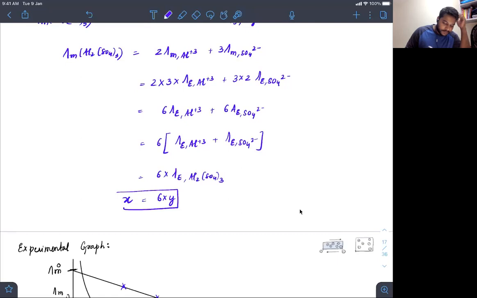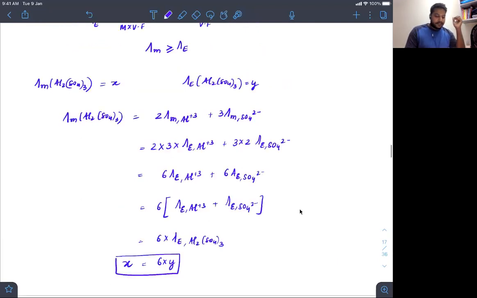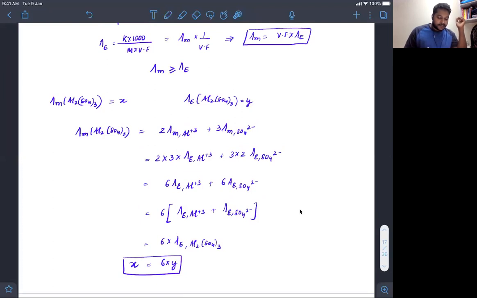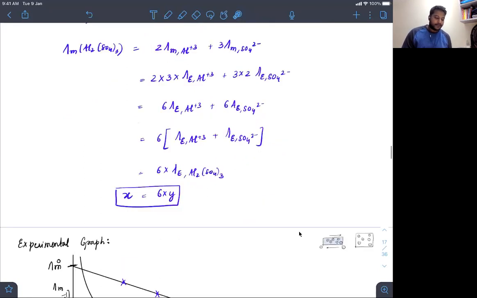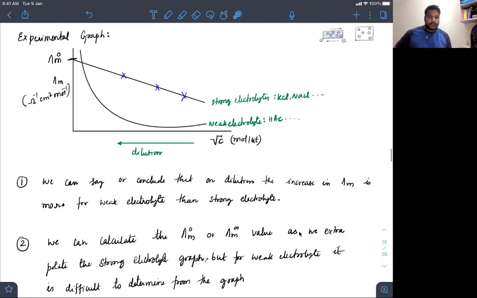So I hope all of you got this, and that is what we have defined, no? Lambda of any ion, if it is in terms of ions, multiply that with the valency factor of the ions. If it is in terms of electrolyte, multiply that with the valency factor of the entire electrolyte. Entire electrolyte valency factor is 6. Any doubt here? Everybody understood that? Perfect. Now listen up, students.